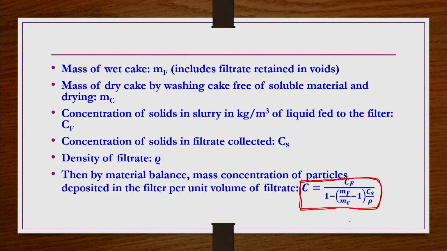Right. So, whatever the (MF by MC minus 1) CS by rho is, it is always going to be less than 1. So, this denominator value is going to be less than 1. So, C is going to be more than CF in general.